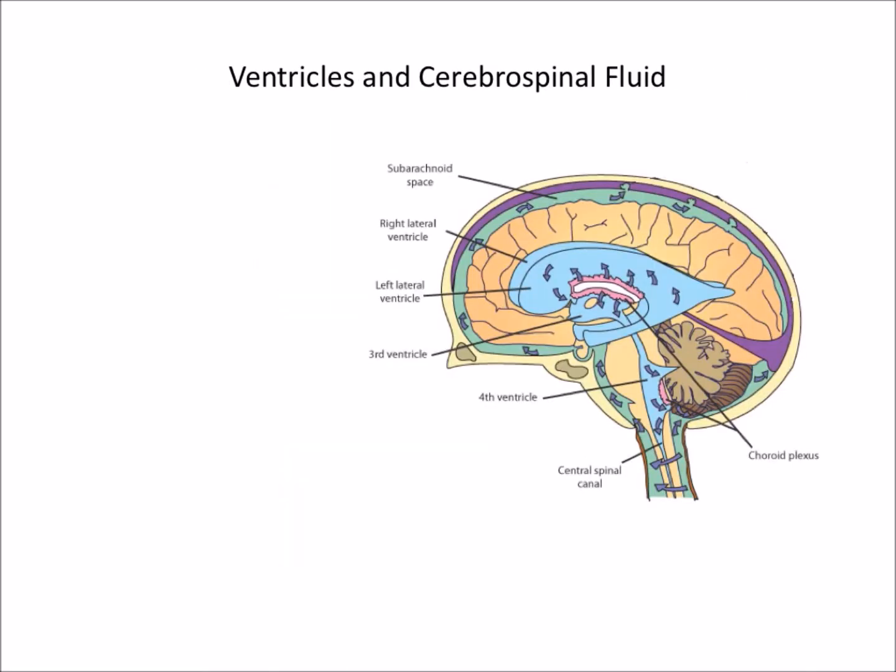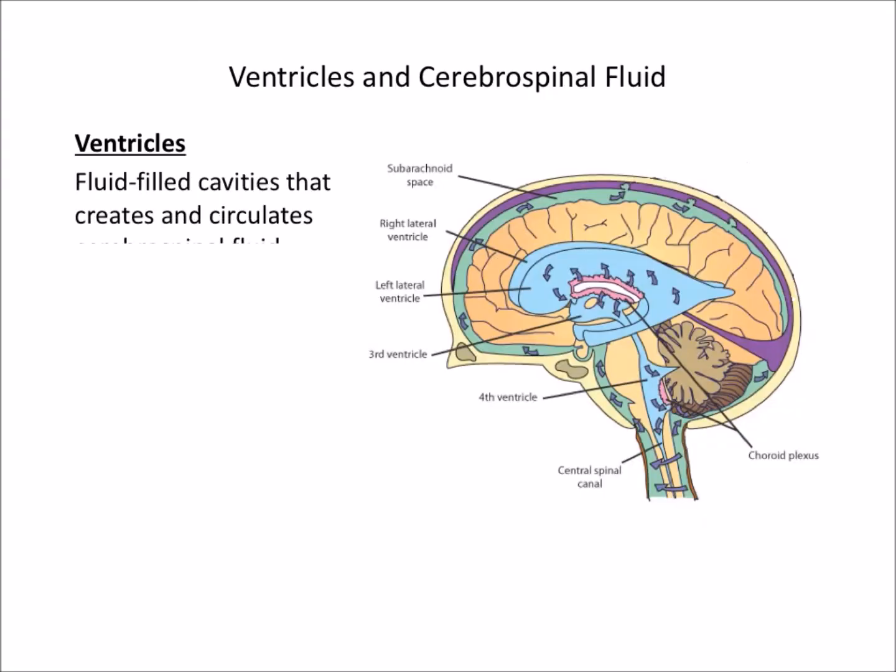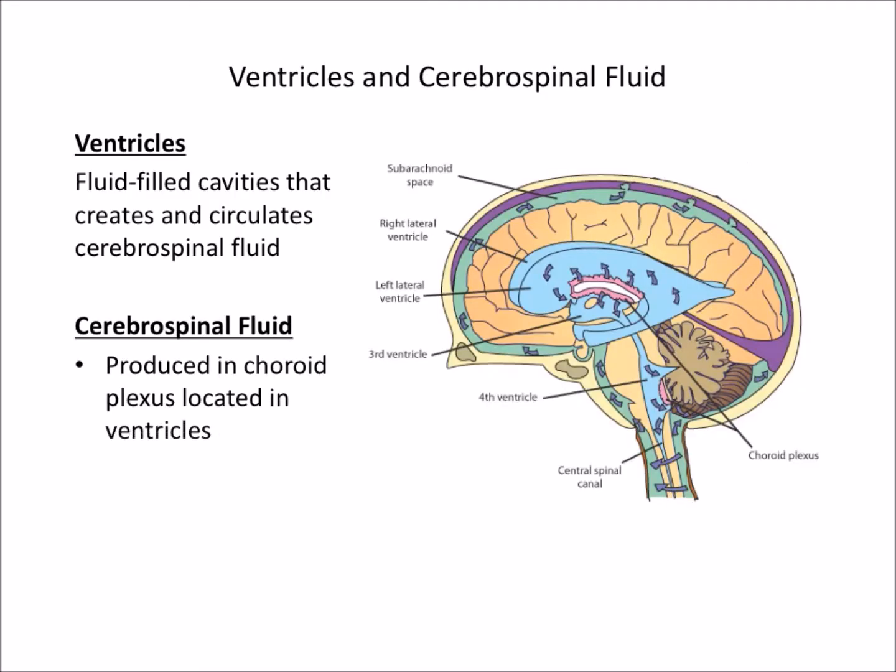Within the brain are fluid-filled cavities called ventricles. And the function of ventricles is to create and circulate a substance called cerebral spinal fluid. Cerebral spinal fluid is a fluid that's produced in the choroid plexus located in the ventricles. The function of cerebral spinal fluid is to bathe, protect, and nourish the central nervous system.